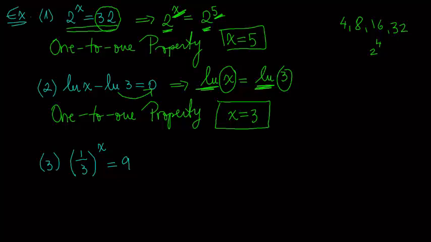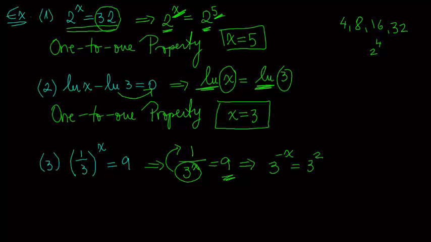We're going to use this one-to-one property to solve, but if I think about it, how do I write (1/3)^x as a simpler expression? Well, I can rewrite it as 1^x, or just 1, divided by 3^x, which is 9. And now, because I realize 9 can be written as 3 squared, I also want to write the left-hand side as 3 to a power. How do I move 3^x from the denominator to the numerator? Well, I pick up an extra minus, so I get 3^(-x) = 3^2.